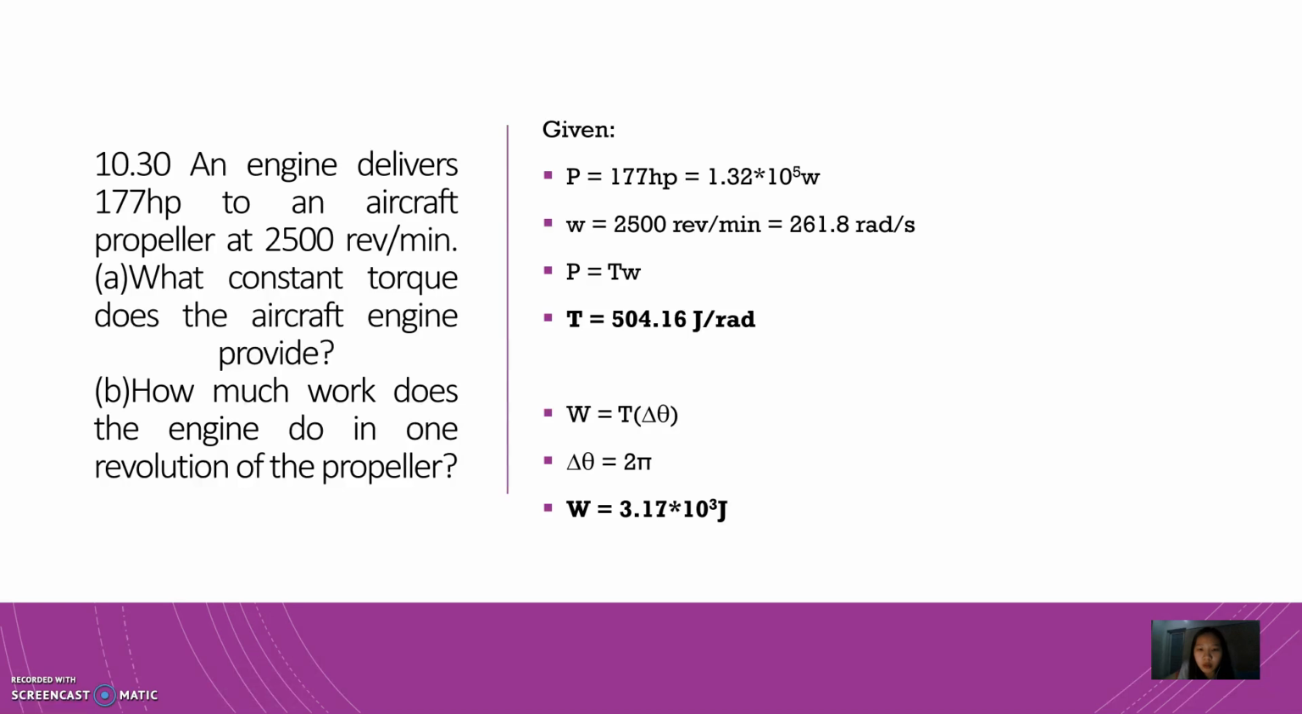Our formula for work is torque times the angle. Since you're looking for 1 revolution, your angle will be 2 pi, and your work would be 3.17 times 10 to the 3rd joules. That's it. Thank you.